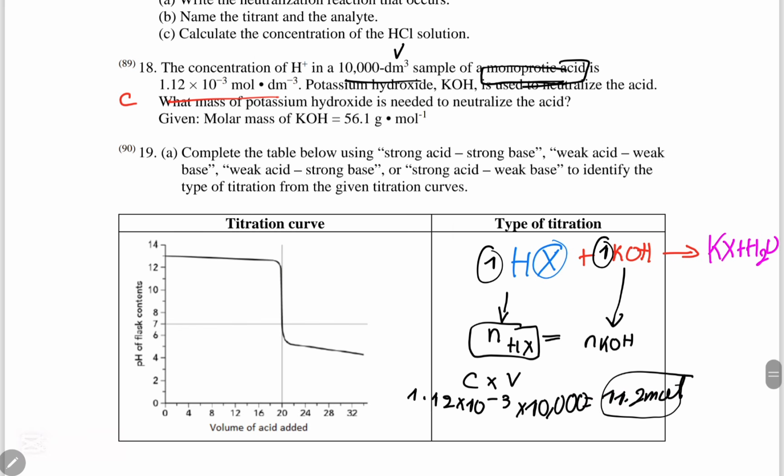Now, this number of mole, I want to find the mass. I know that the number of mole is equal to mass over molar mass. So the mass of KOH used is equal to the number of moles, which is 11.2, times the molar mass, which is 56.1 gram per mole. And the answer, they used the wrong one. They used 56, but they gave it to us as 56.1, so use 56.1. So I got an answer of 628 to 3 significant figures grams.